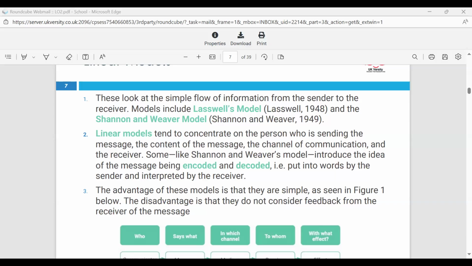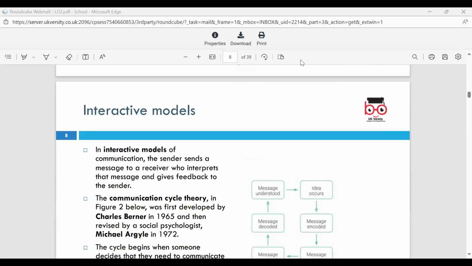Key components include things like a sender, a message, a channel, and a receiver. And these are examples of television, radio, and print advertisements, etc. So the advantage is it's a simple way to use this model. The next one's the interactive model.